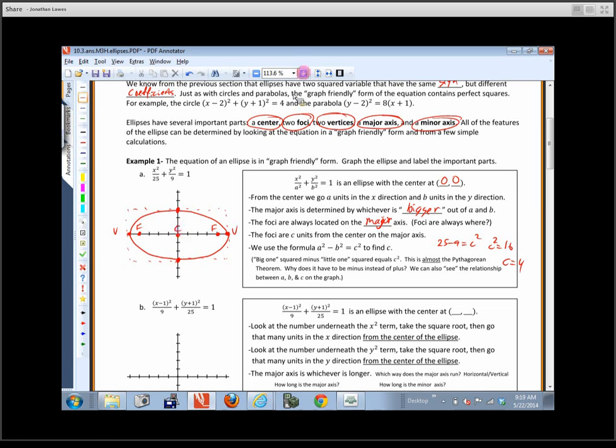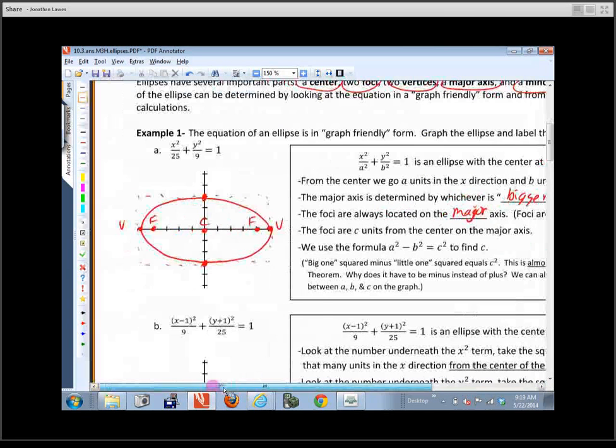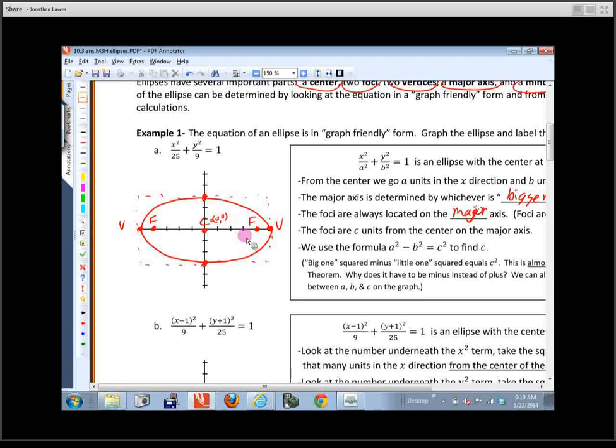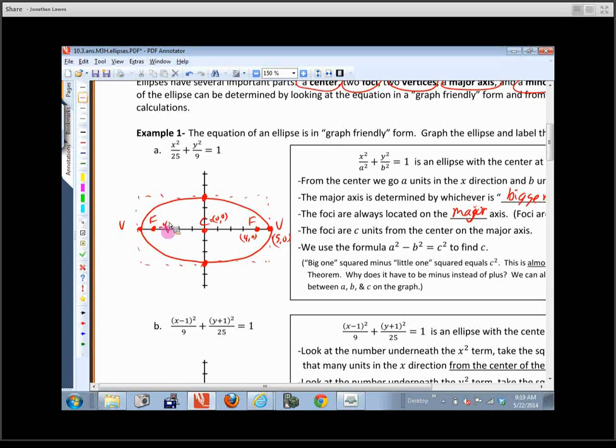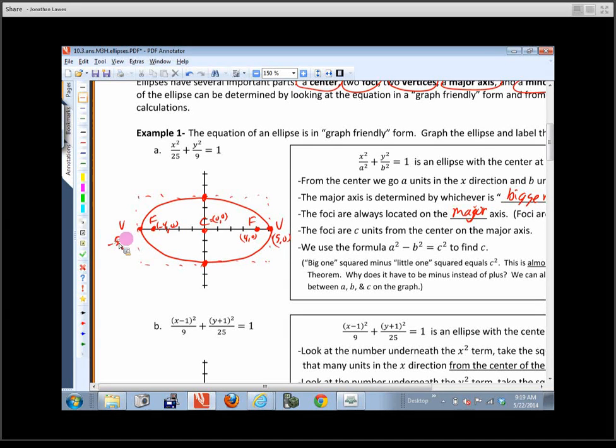Okay, so I'm going to blow this up just a little bit so I've got room to write. So this is 0, 0. This one is 4, 0. This one is 5, 0. This one is negative 4, 0. And this one's negative 5, 0. And then this point right here, we went up 3. So that would be 0, 3. And we went down 3 here. This would be 0, negative 3. That right there would be a complete graph. We've got everything we need there. Okay? Any questions?